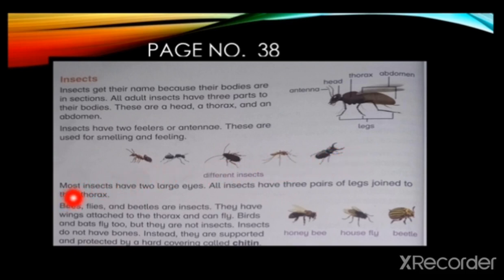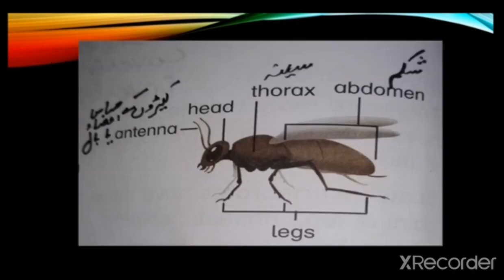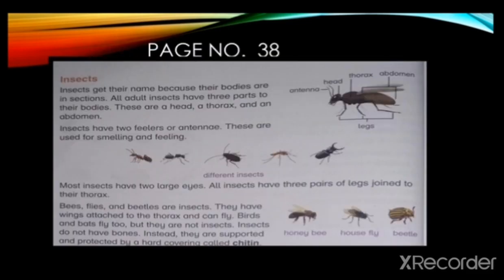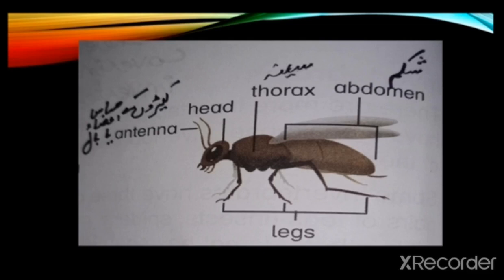Now, most insects have two large eyes. Like this, I can show you. These are the eyes of the insects. You can see. All insects have three pairs of legs joined to the thorax. You can see three or more pairs of legs.